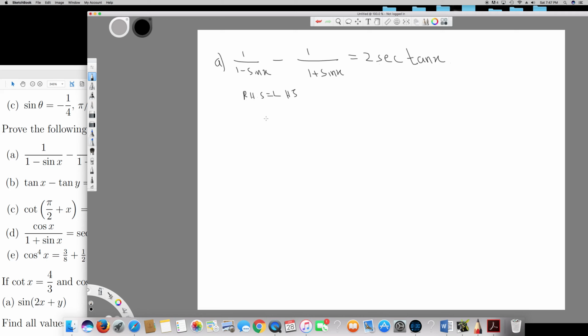First of all, I'm going to solve from the left hand side. So the left hand side is equal to 1 over 1 minus sine x minus 1 over 1 plus sine x.